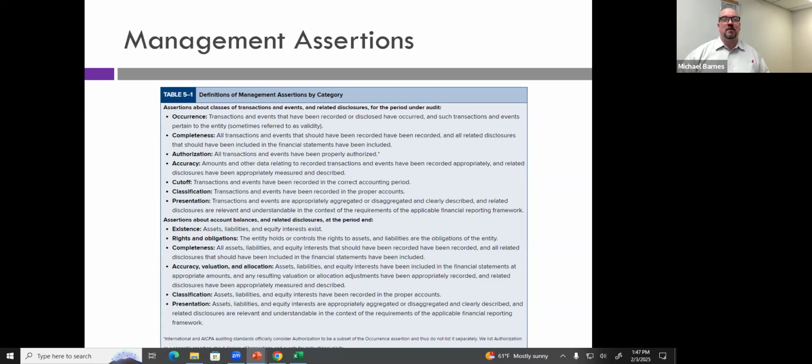The good news is you don't have to be a master of this, not even for the first exam, because we're going to be talking about this throughout the semester. This is one of the most important concepts, if not the most important concept we'll talk about in this course: the concept of management assertions. And as necessary, I will harp on it.